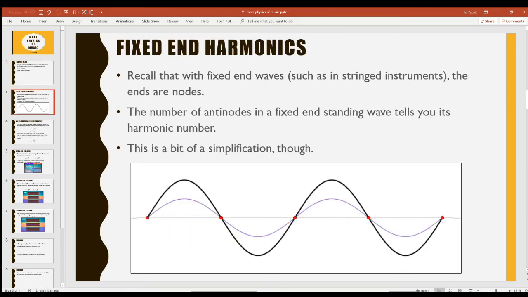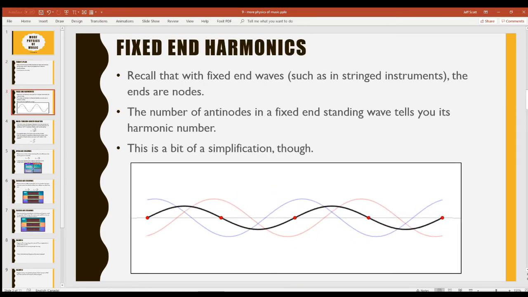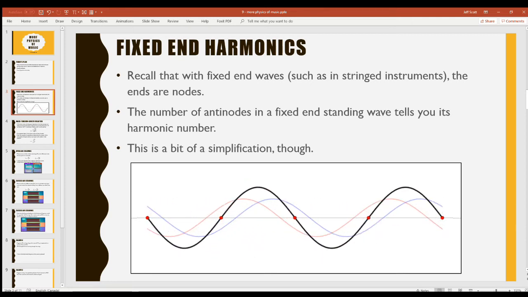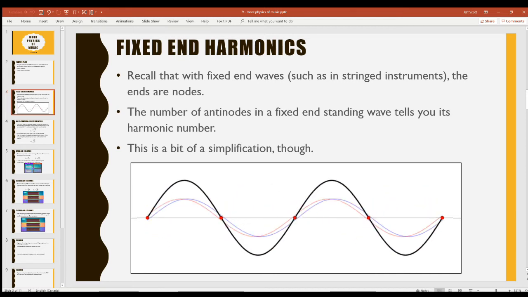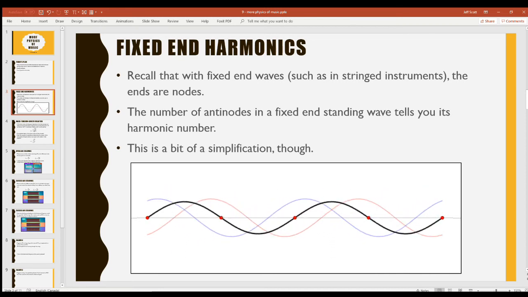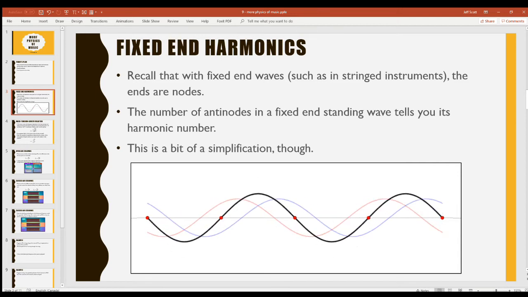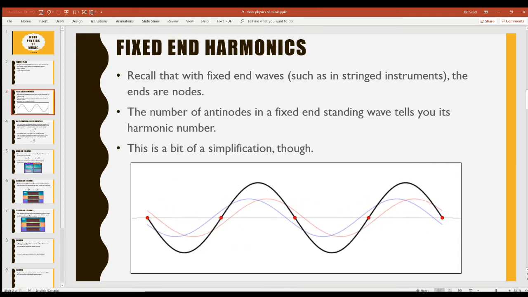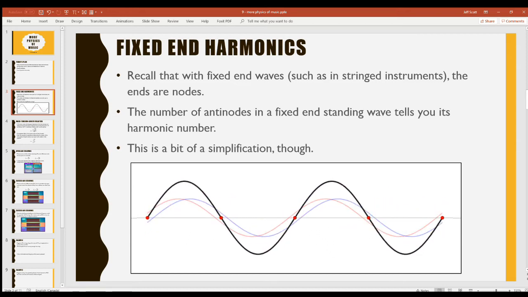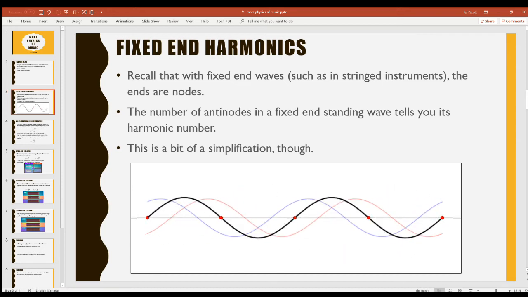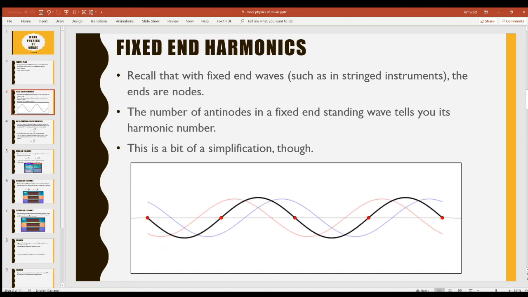So for fixed end harmonics, such as in stringed instruments, I want you to remember that the ends are what we call nodes. So when you have your standing wave and it's appearing to just bounce up and down, the end points on that standing wave are called nodes because they are points that don't appear to move. Now with fixed end harmonics, the number of antinodes, those are the peak points that go up and down, actually tells you the harmonic number of that fixed end harmonic.